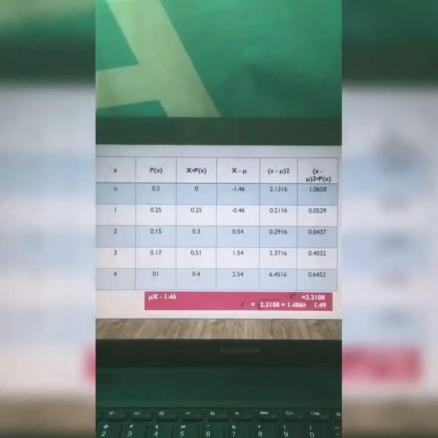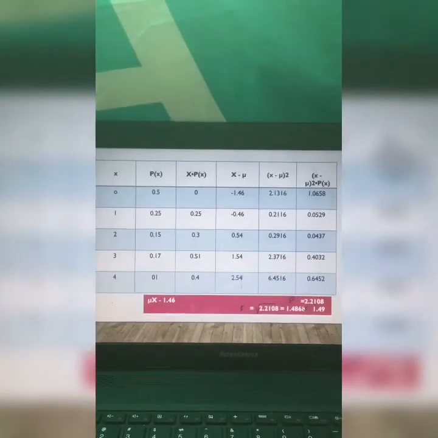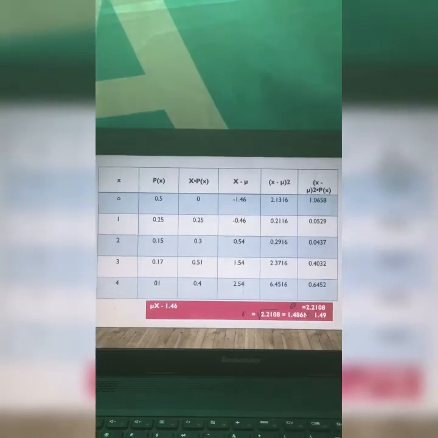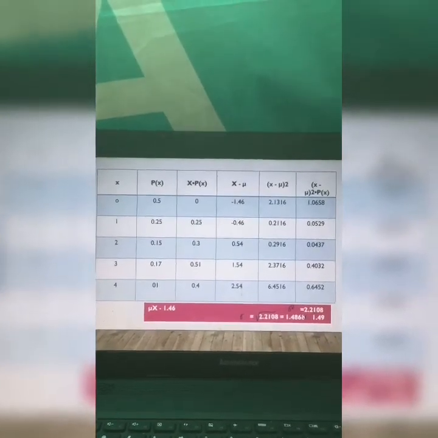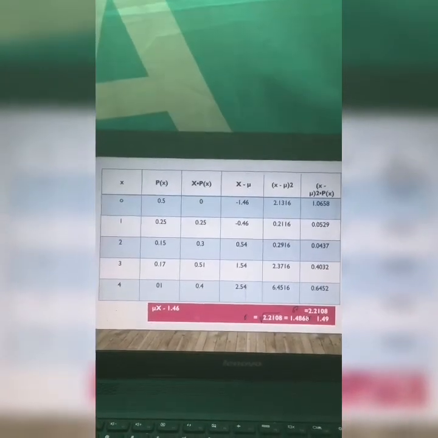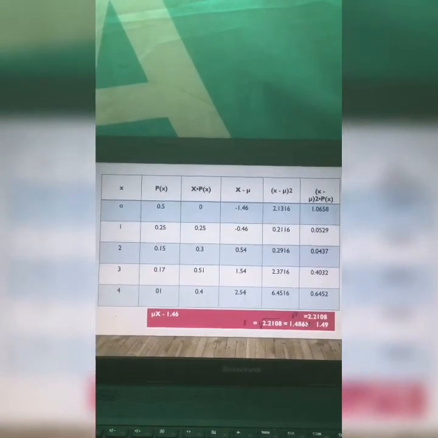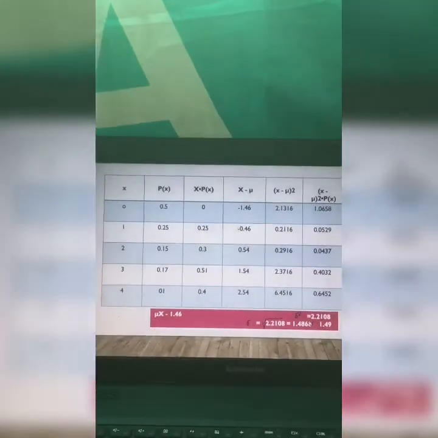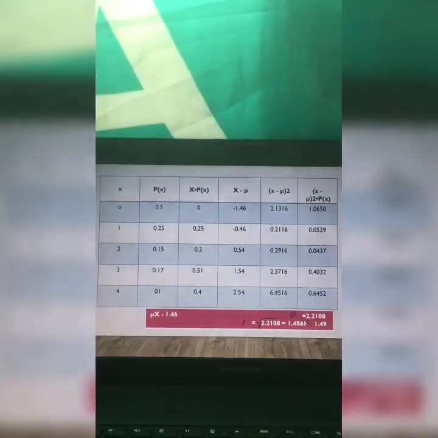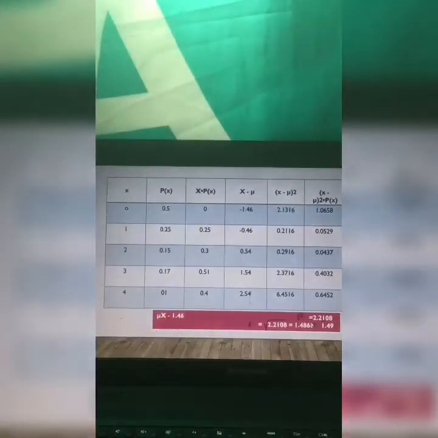And now, after we get all the answers in this table, let's take a look back on how did we get our mean, variance, and standard variation. First, for our mean, how did we get 1.46? We just only add our x and px, which is 0.05, 1.025, 2.015, 3.017, and 4.01. And our final answer on our mean is 1.46.